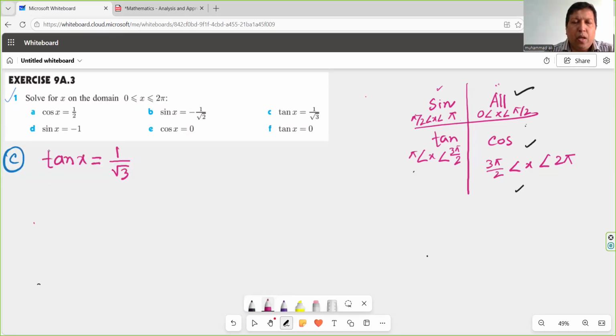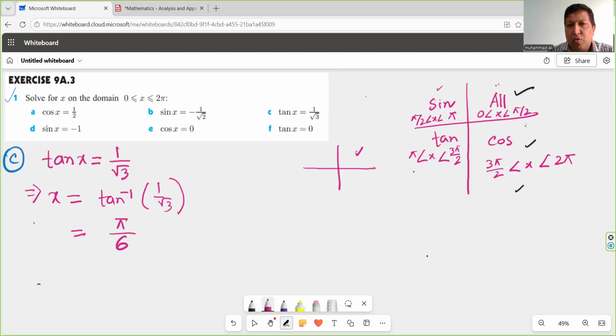C number: tan x equals 1 by root 3. So x equals tan inverse 1 by root 3. So we get tan inverse 1 by root 3, it will be pi by 6. Now tan is positive in the first quadrant and third quadrant. This result lies in the first quadrant.